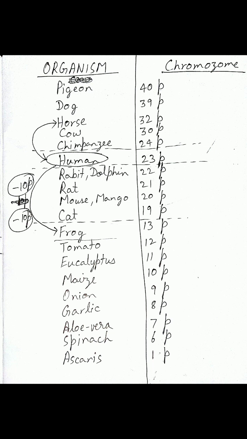Now reduce one from it. Tomato is a small plant. Have you seen tomato plants? They're very, very small bushes. They are plants, but they are very small in structure. And opposite to tomato is the long eucalyptus. If you see eucalyptus trees, they are very, very tall. So number 11 is for eucalyptus.